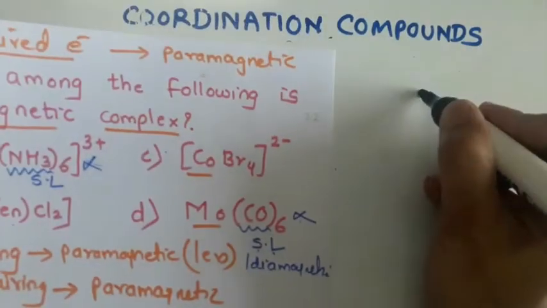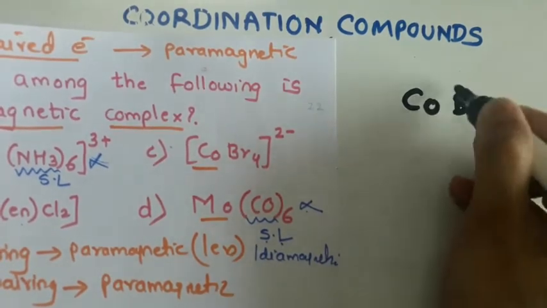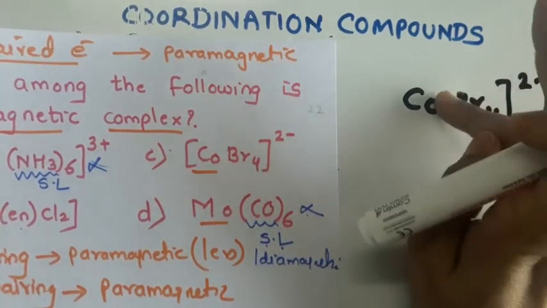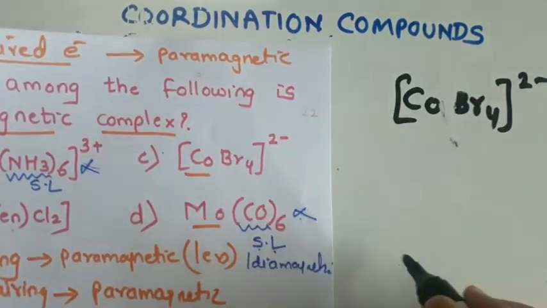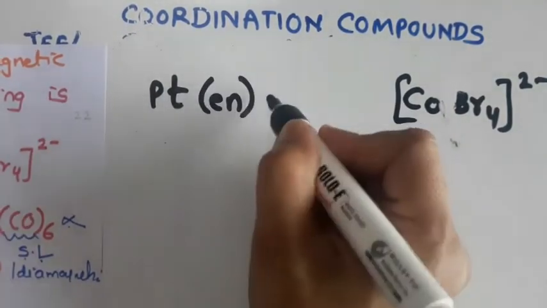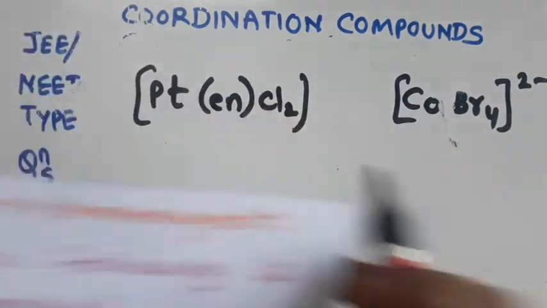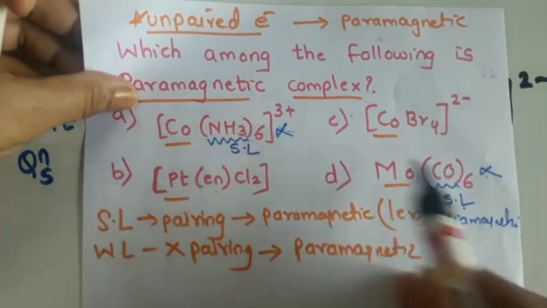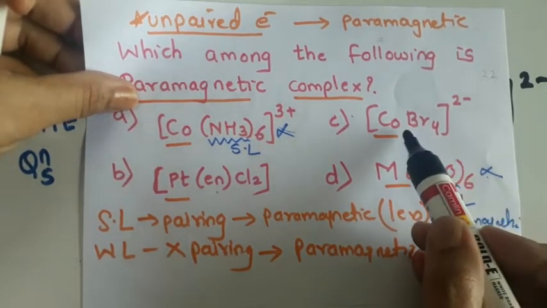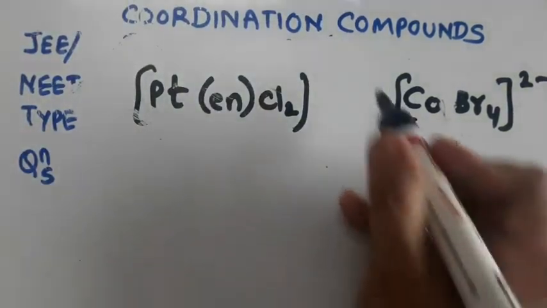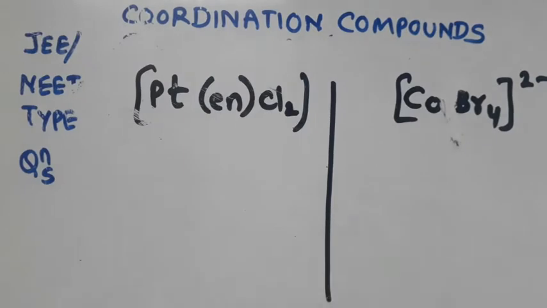So I hereby write CoBr4. Okay, I write here this particular option, and the second option is this Pt one. So I hope you are understanding what I did. These two options I have ruled out. They are not at all paramagnetic. I have taken only this option I wrote here, and this option I wrote here. So let us discuss now amongst these two which could be paramagnetic, it means which has an unpaired electron.